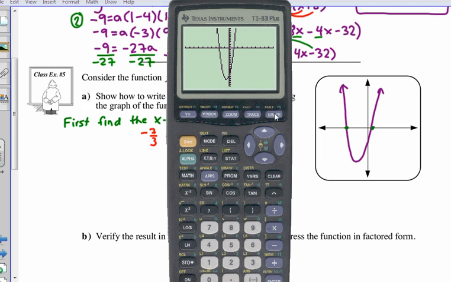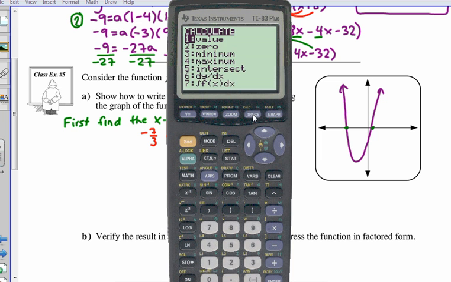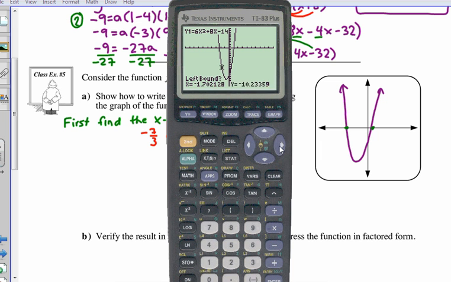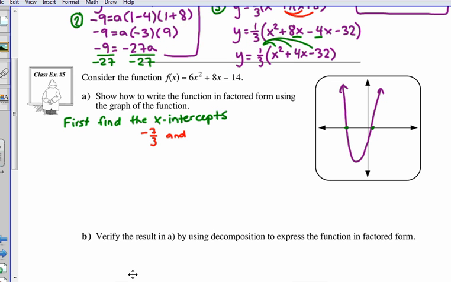And the other one, we have to go through the same stuff again. Go to graph, second, trace, number 2 for zero. Now left bound, this side will be the left. Below the curve is on the left. We're saying, I want it between these two values. And then the right was above, make a guess. And it's exactly 1. So -7/3 and 1.